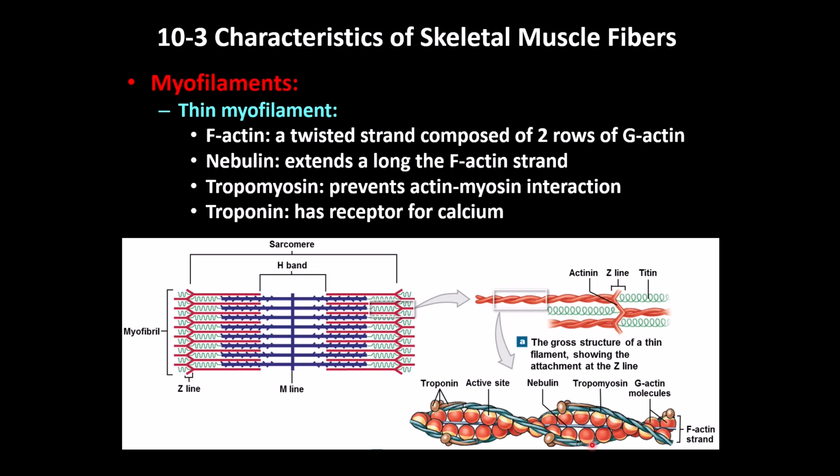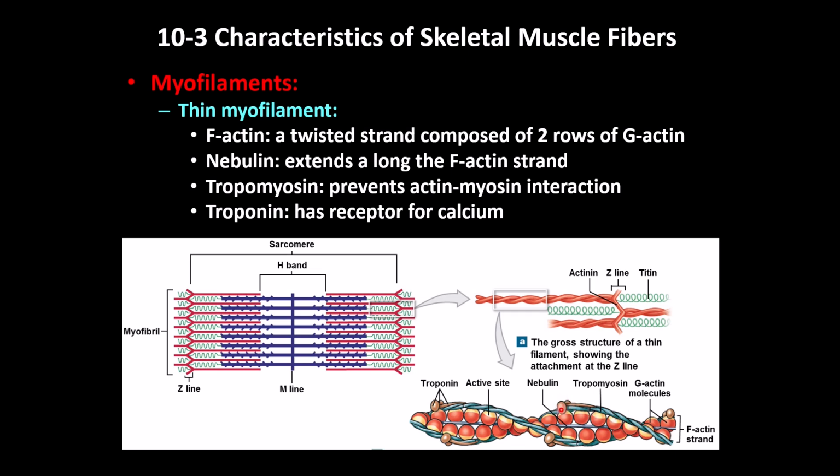This is the active site of G-actin molecules, and it is covered by this protein called tropomyosin. So this one is covering the active site of actin. Normally at rest, when the tropomyosin is covering the active site of actin, then the myosin cannot come and attach to the actin. So that's one of the functions of tropomyosin. And one tropomyosin can cover 7 active sites of actin.